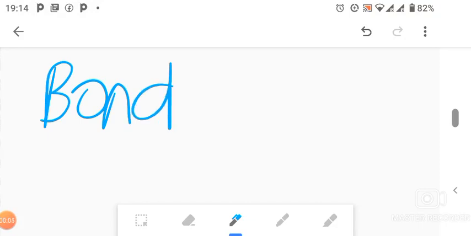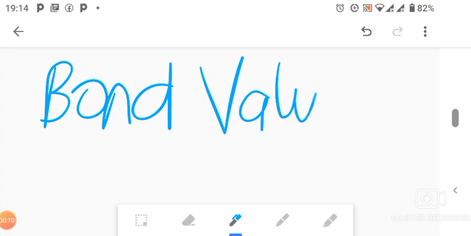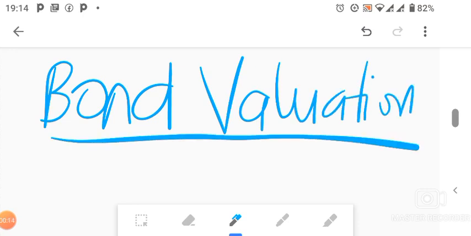So this is now topic 2, bond valuation. Just after the time value of money, you have to cover bond valuation. Okay, so just an intro.